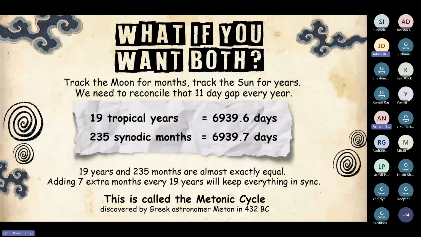You guys can just text me on WhatsApp and let's go to the Metonic cycle first. The Metonic cycle is the 19 years and 235 months coincidence. The astronomer Meton discovered that 19 tropical years were equal to 6939.6 days and 235 synodic months were also equal to 6939.7 days. So he thought that if we add 7 extra months every 19 years, everything will be in sync. This cycle of 19 years where 7 extra months are added is called the Metonic cycle. It was a very brilliant solution by Meton to reconcile that 11-day gap every year.